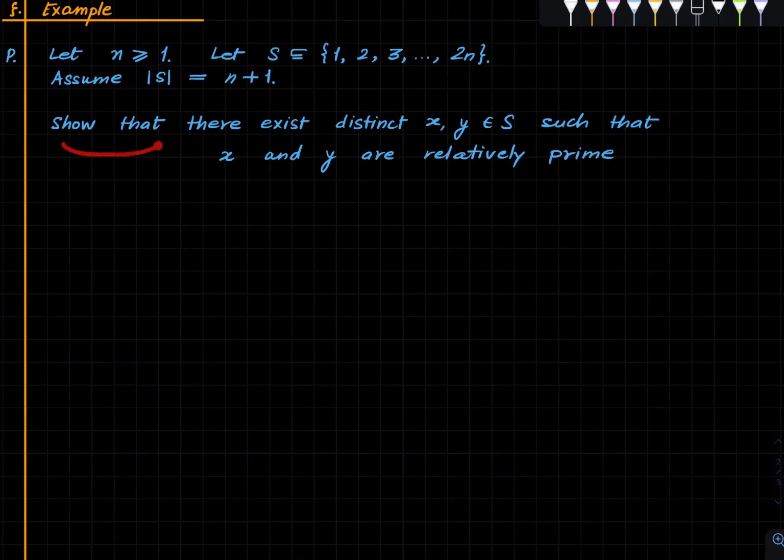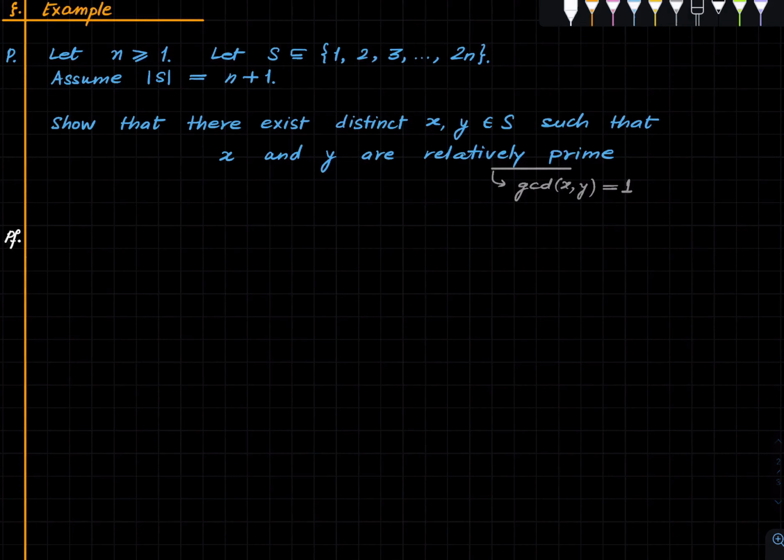Then we want to show that there exist distinct x and y in S such that x and y are relatively prime. So what does this mean? Relatively prime means the greatest common divisor of x and y is 1, which means that they do not share any prime factors. So if p is a prime and it divides x, then it cannot divide y. And if p is a prime that divides y, then it cannot divide x. That's what it means. So I hope the notion of relative primality is clear. And now let's prove this.